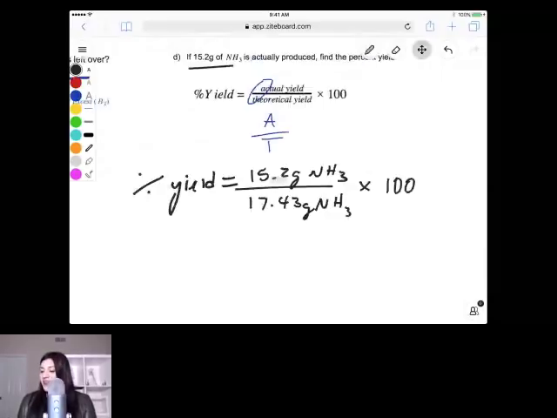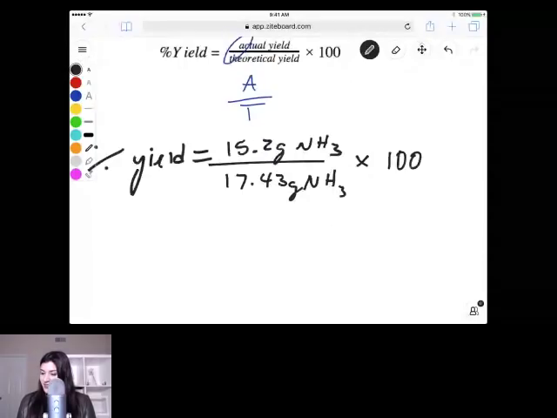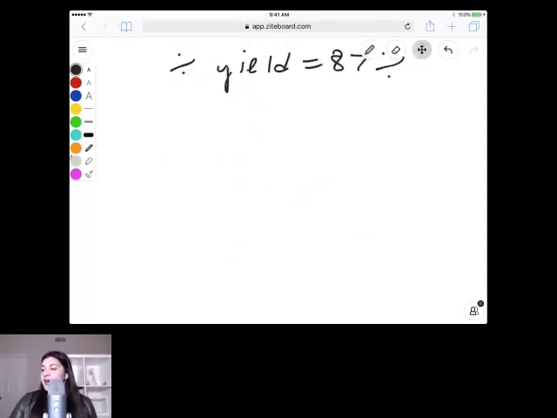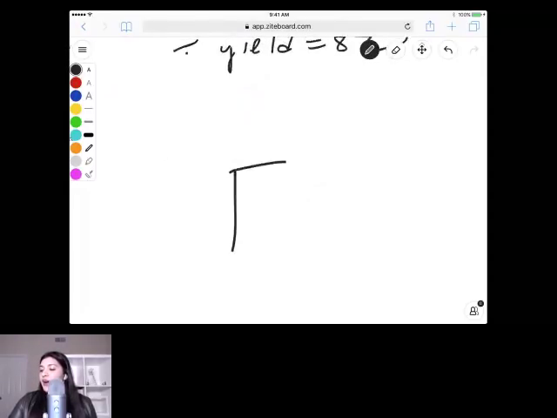So if we were to divide these two, this is 15.2 divided by 17.43 times 100, we end up getting a percent yield of 87%. I want to talk about really quick what in the world percent yield even is. Okay, so this percent yield is actually really good in a lab, which is where you use percent yield the most. Let's say you're trying to make some sort of chemical reaction, right? And bear with me, I'm no artist whatsoever.